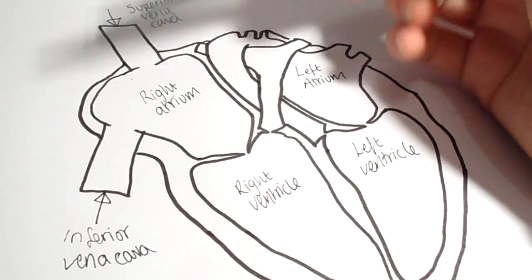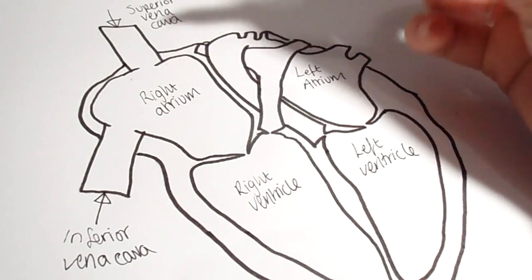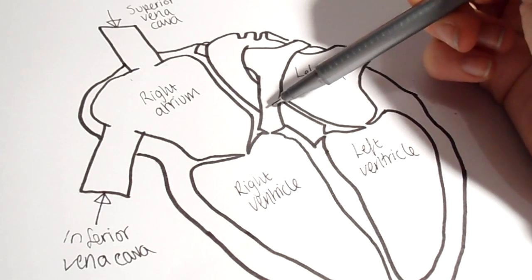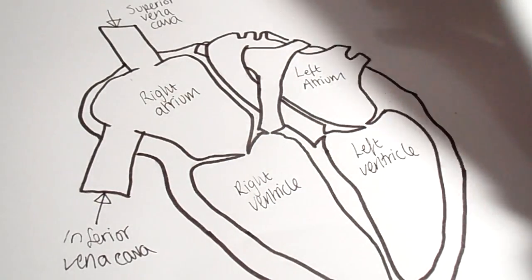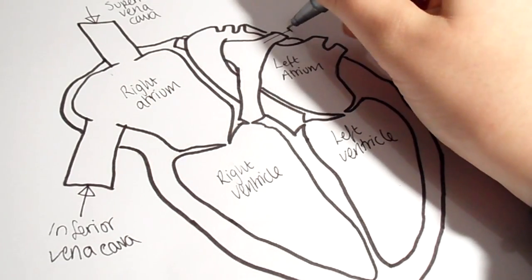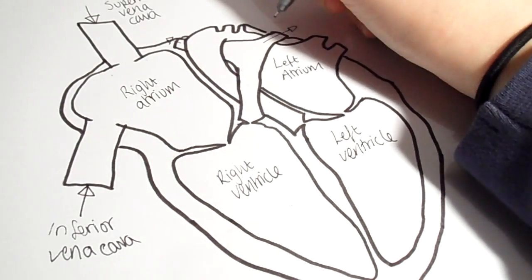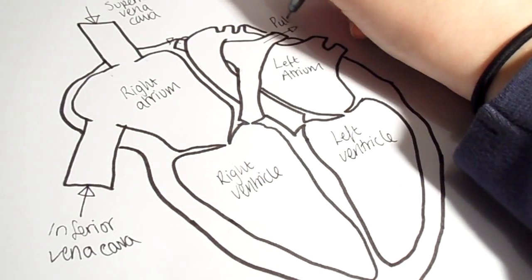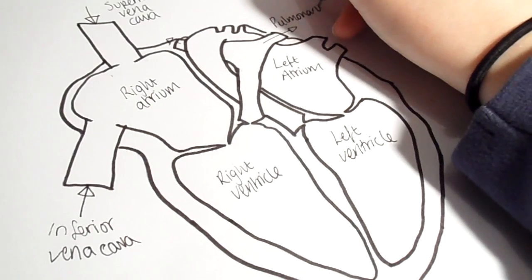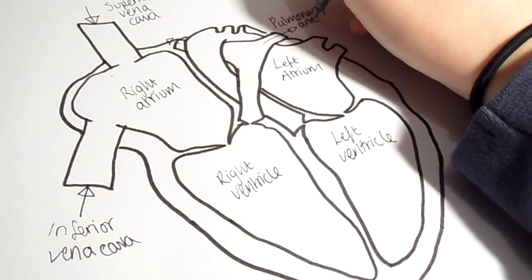So these, the things that bring blood into the right side of the heart, are both the vena cavas, and the way it gets out is up this artery, which is called the pulmonary artery. So if I put some arrows here and here, pulmonary artery, and then we have to move on to the left side.